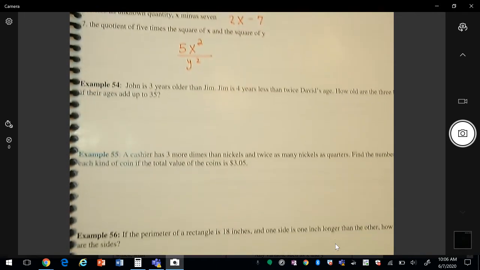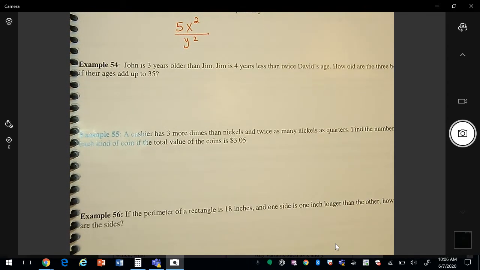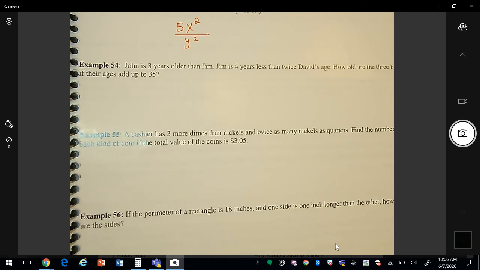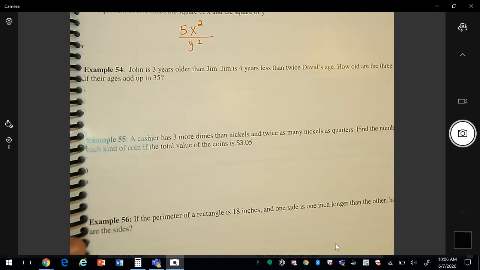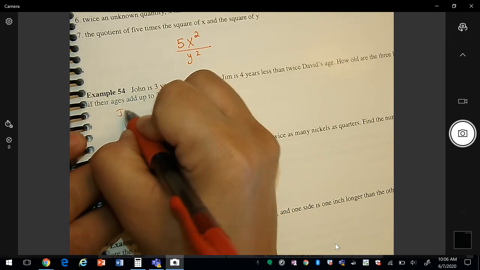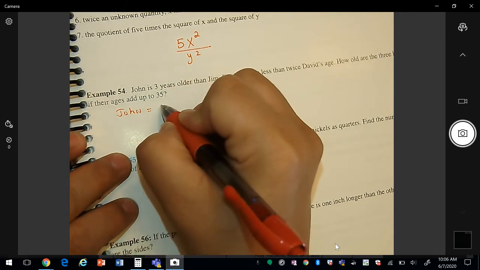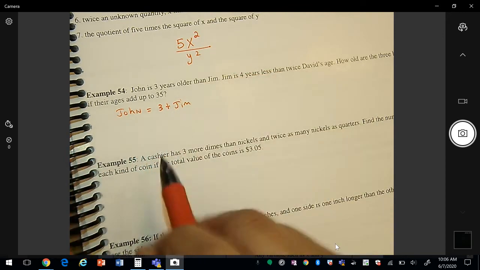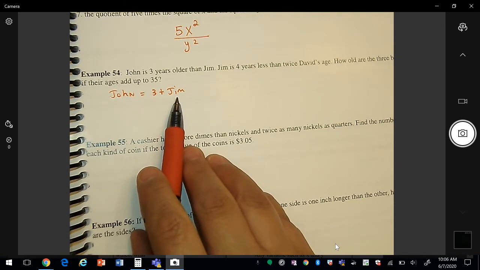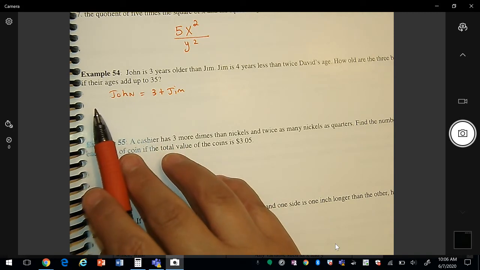So let's look at some word problems. John is 3 years older than Jim. Jim is 4 years less than twice David's age. How old are the 3 boys if their ages add up to 35? So here we have John, and we know that he's 3 years older than Jim. So whatever Jim's age is, we just add 3 to that to get John.